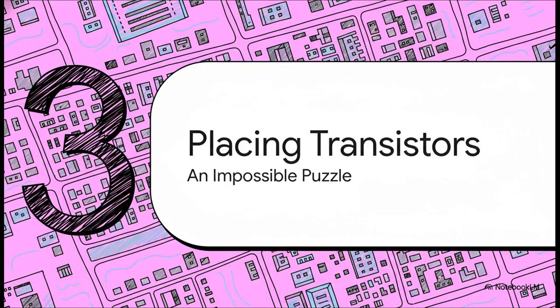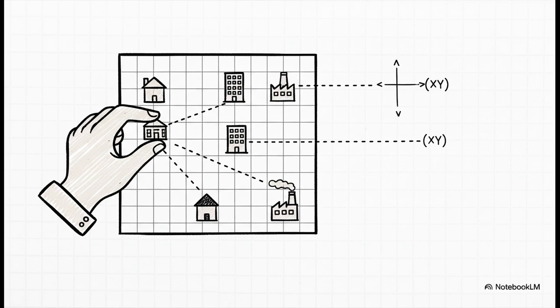Okay, so our city is zoned out. We've got our districts. Now comes the part that is, honestly, just mind-boggling. We have to decide the exact location for every single one of its billions of buildings. You see, each of these standard cells is like a basic building block, a simple logic gate. Placement is the process of giving every single one a specific coordinate on the silicon. It's like assigning a unique street address to every single house, every office, and every factory in our entire city.